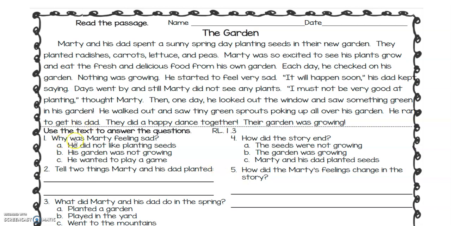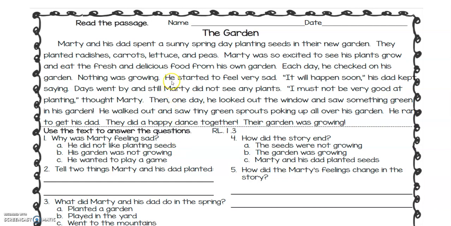All right, now I feel I'm ready to take a look at these questions. The first question says, why was Marty feeling sad? A, he did not like planting seeds. B, his garden was not growing. C, he wanted to play a game. Well, I can go ahead and eliminate C because I know this story is nothing about a game. So my two choices are A and B. I'll give you a moment to think or write your answer down. Which of these do you think is why Marty is feeling sad?